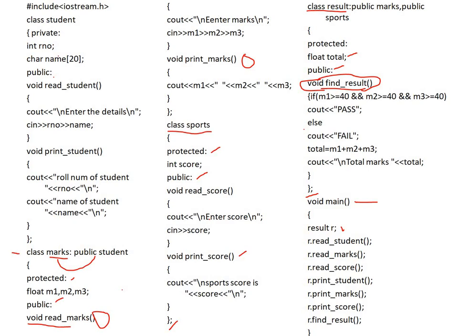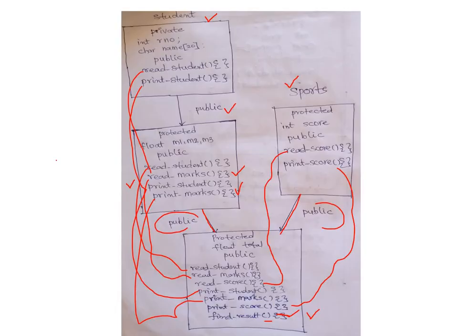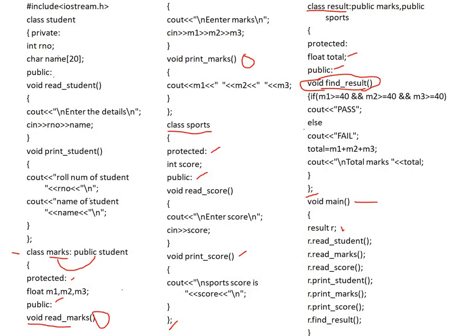In the next line, we have to enter the score. We have entered the score of the sport. Next, after execution of this statement, where does execution control go back to? The main function only, to execute the next statement, that is r.print_student.